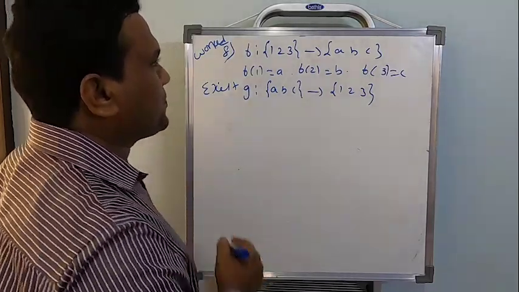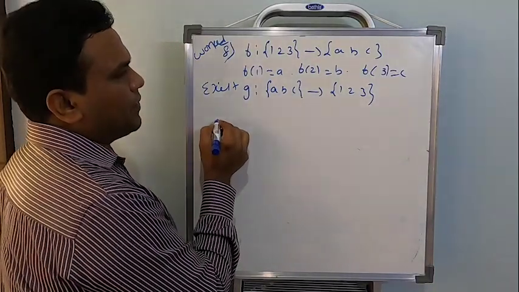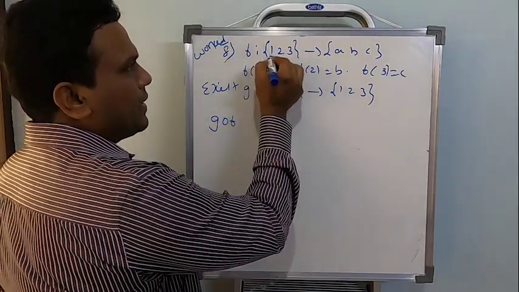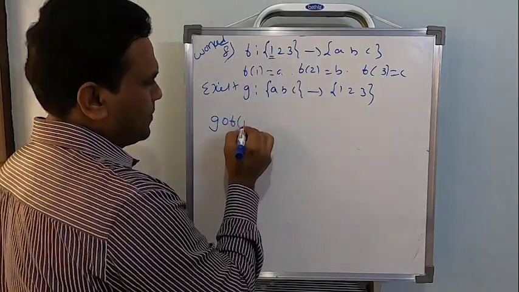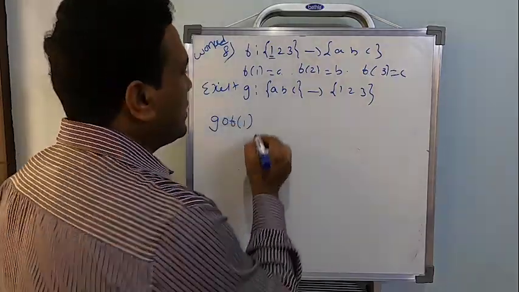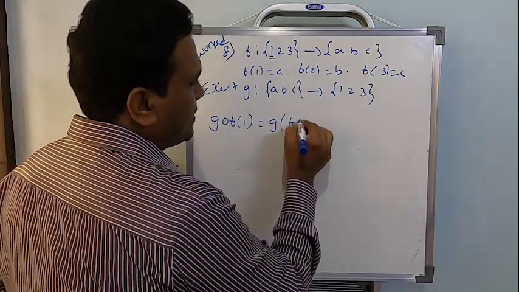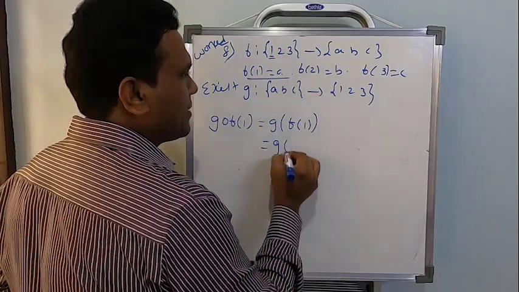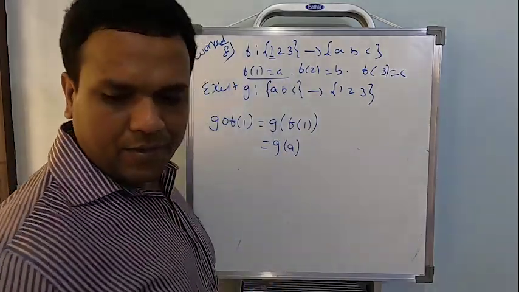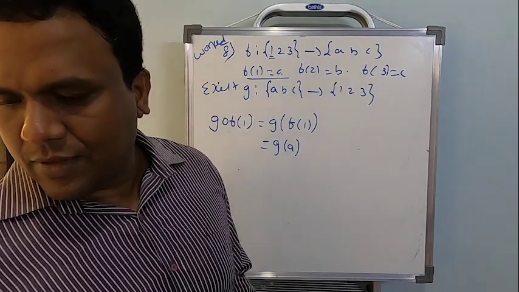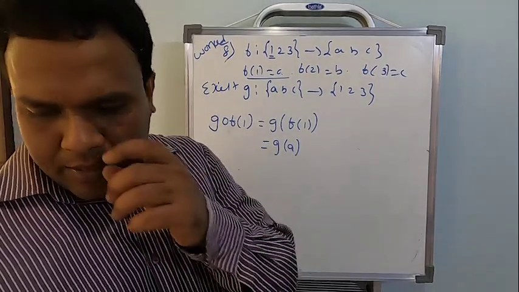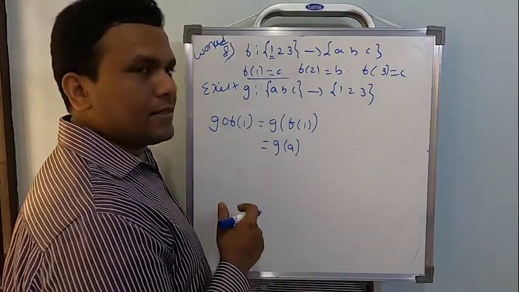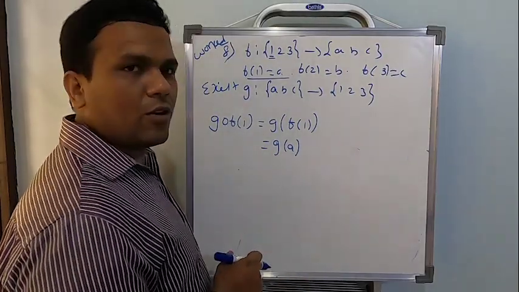Fine. First thing, let me find out g of f. In f the first element is 1, so g of f of 1. Now let's rewrite it. g of f of 1. What is f of 1? It is defined as a. So g of a. Correct, right? Have they given g here? Right.